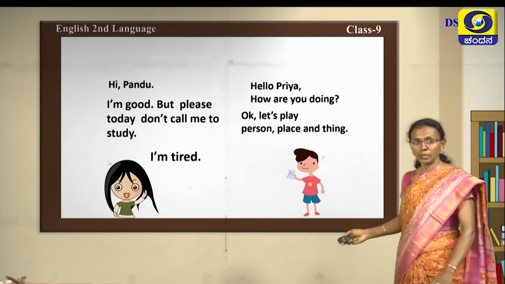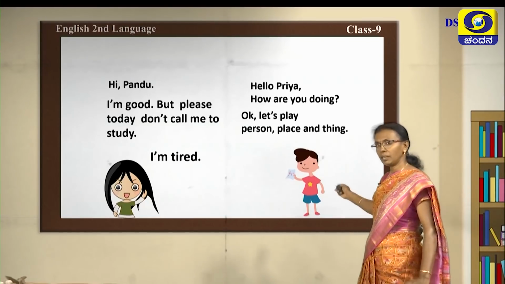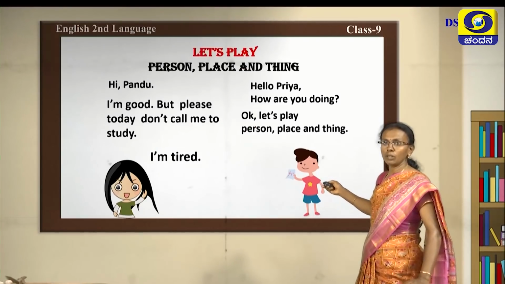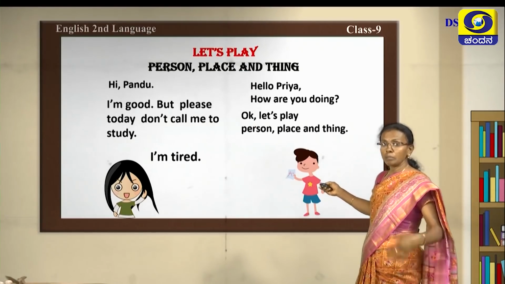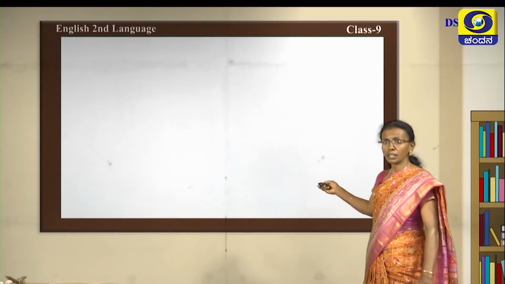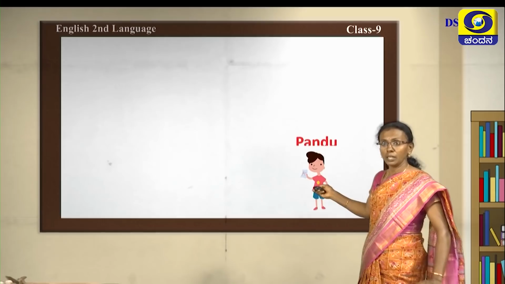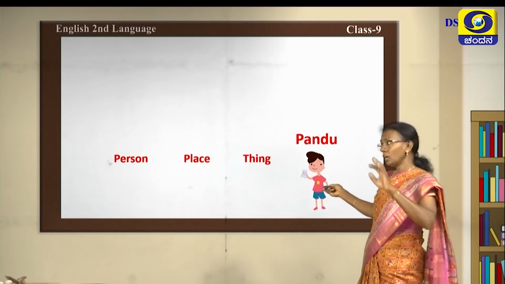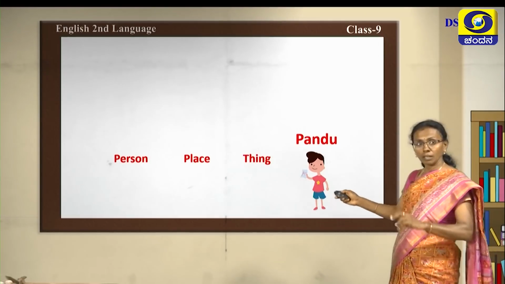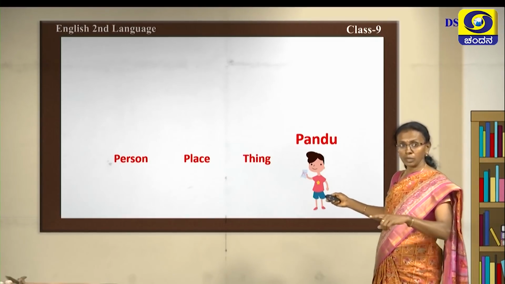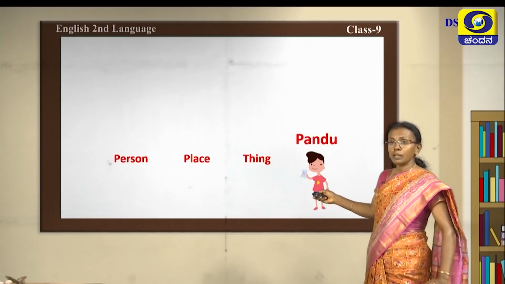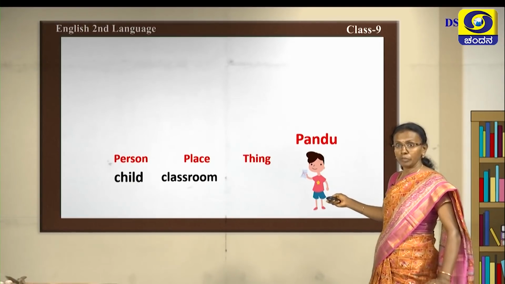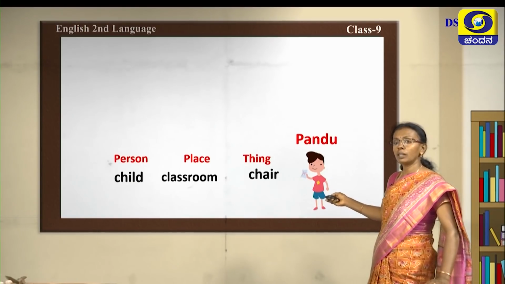Okay, let's play person, place and thing. So Pandu is offering a game. Okay, let's all join to play person, place and thing. Now see, here is Pandu. What is he telling? He is asking you to write down a person, place and thing. Okay, you all can join Pandu. Now he is writing child for person, classroom for place and chair for thing.